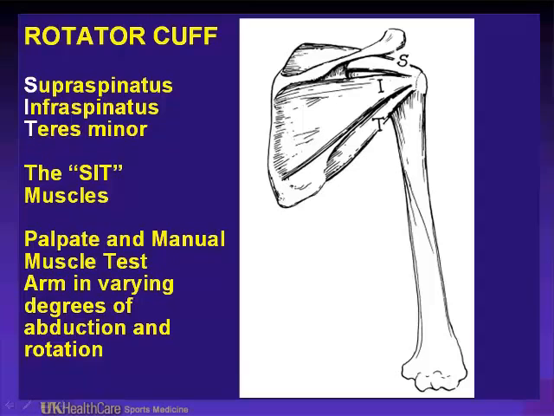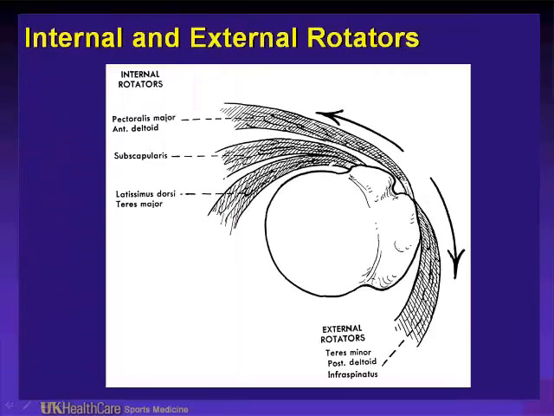You can also palpate the most typical rotator cuff tears of the supraspinatus at its insertion on the greater tuberosity. If you rotate the shoulder, you can oftentimes feel crepitus and sometimes palpate a defect in the supraspinatus at its insertion. So internal rotators, external rotators. The internal rotators, the fourth part of the rotator cuff, subscapularis, is shown in the middle. Also the pectoralis major, anterior deltoid are internal rotators, and the latissimus dorsi and teres major. The external rotators are the SITS external rotators: supraspinatus, infraspinatus, and teres minor.